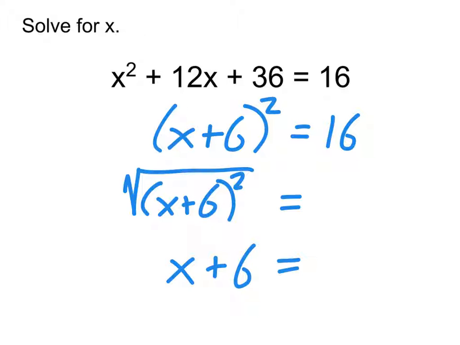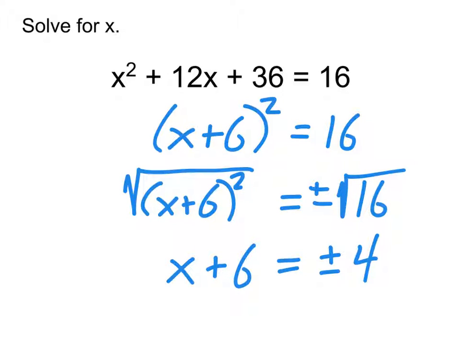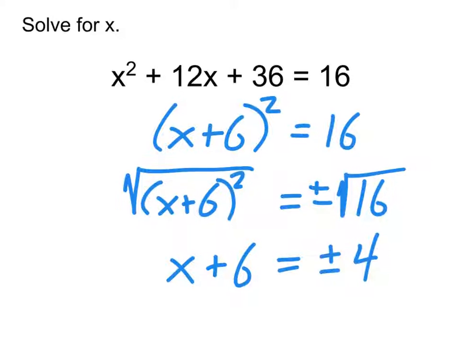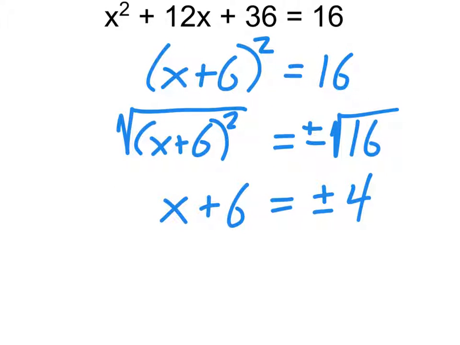Now on the right side, since I took the square root on the left, I also have to take the square root on the right. So I take the square root on the right side, so square root of 16, and when I take the square root of both sides, what do I need to include? Plus and the minus. Yep, the plus and minus. So x plus 6 actually equals plus or minus 4. And so we're actually able to start solving this where we couldn't before.